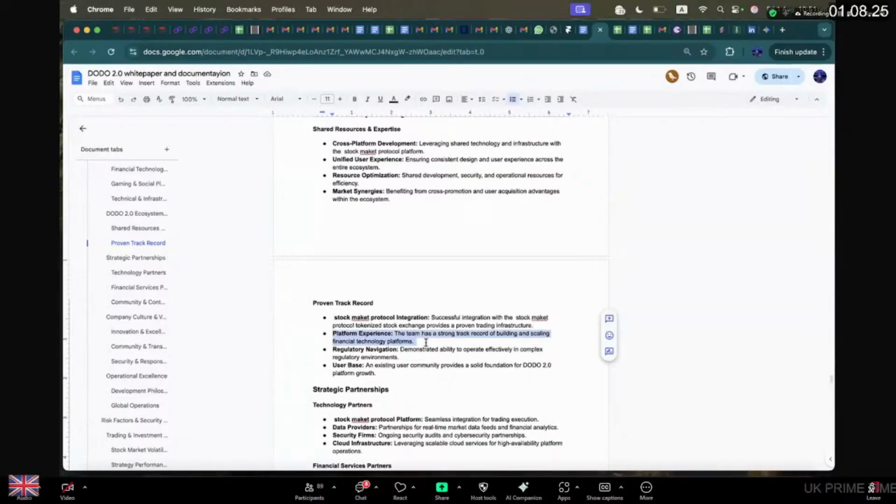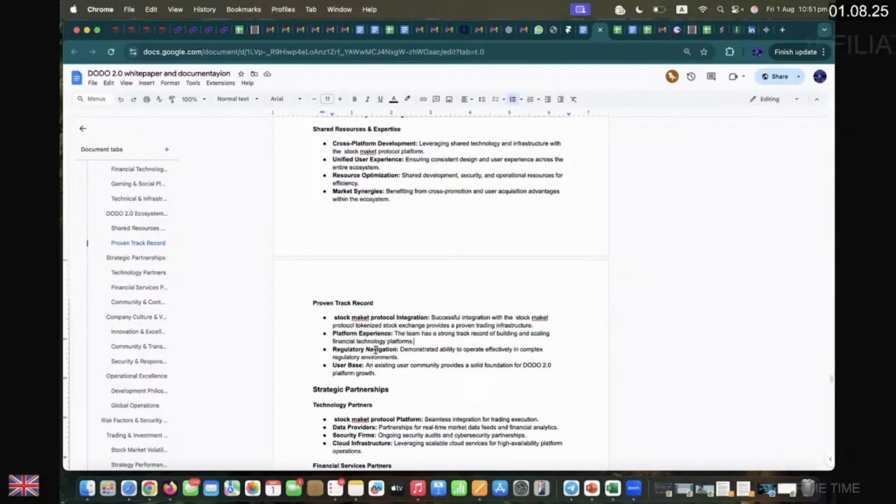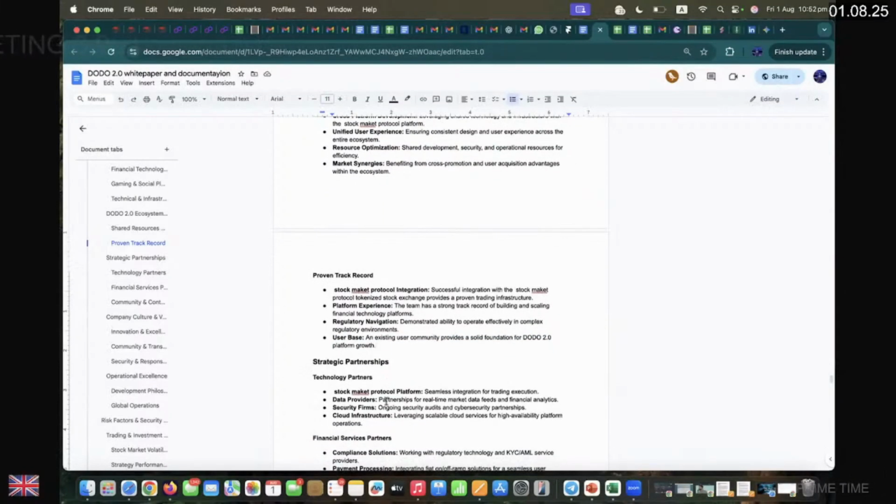Then platform experience. The team has a strong track record of building and scaling financial technology platforms. You guys know it already. Regulatory navigation. Demonstrated ability to operate effectively in complex regulatory environments. User base. Existing user community provides solid foundation for DODO 2.0 platform growth. I know I am backed by you guys, everybody who is on call right now, everybody who is going to listen to me, millions of people who are going to join us in our journey are going to participate in the growth and community development of DODO 2.0.